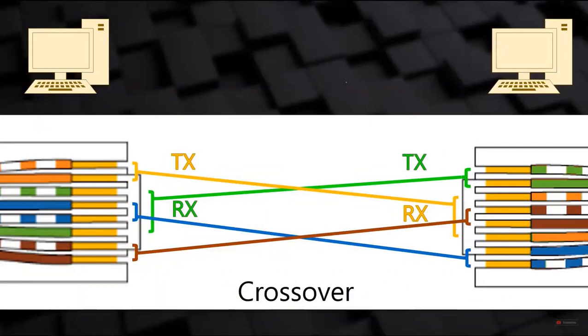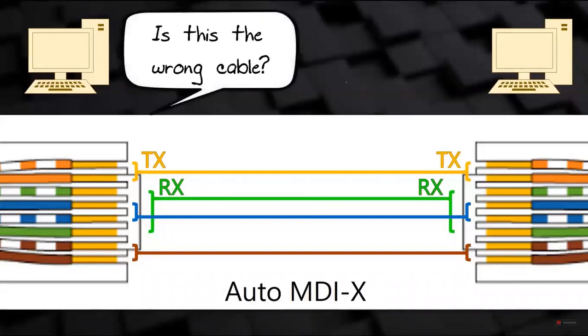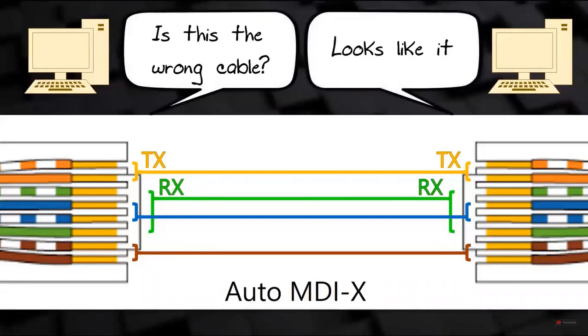Now you're probably thinking, that's a pain. Now I have to worry about two different kinds of Ethernet cables and making sure I use the right one at the right time. To save you from this dilemma, we have a technology called Auto MDIX. A device that supports Auto MDIX can detect if the wrong cable is used. It can then logically switch the functions of the pins so they match the cable.